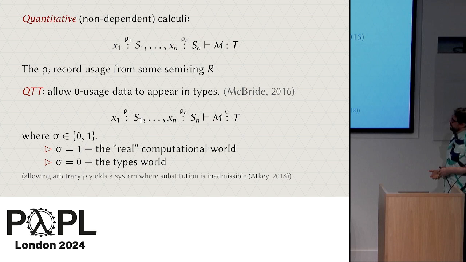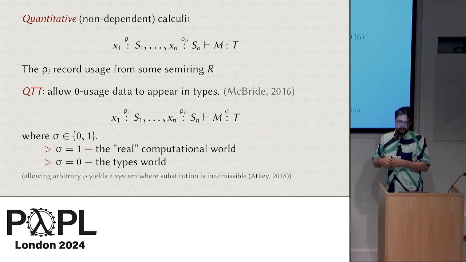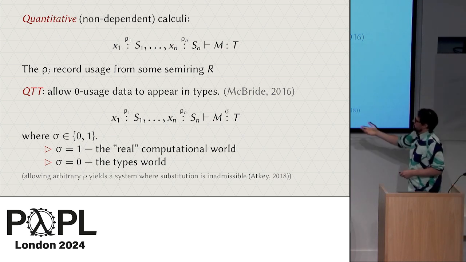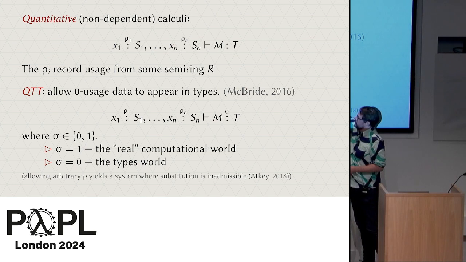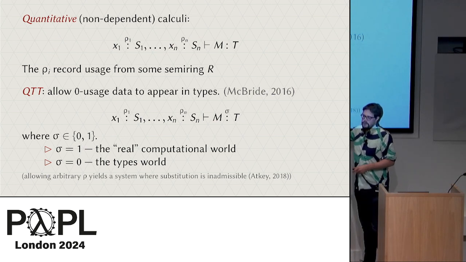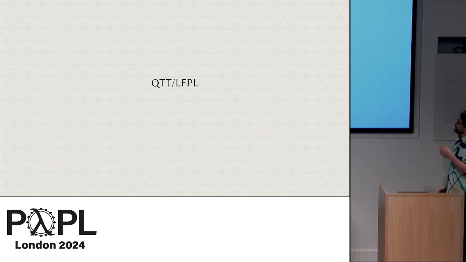Then when we have sigma 1, this is like the real computational world, and sigma equals 0, it's the types world, the world where we're allowed to do unrestricted computation. And this means that we can do linear typing in the sigma equals 1 fragment, but then there's always a rule that says if we have something in the sigma equals 1 fragment, we get it in the sigma equals 0 fragment, and then we can reason about it there.